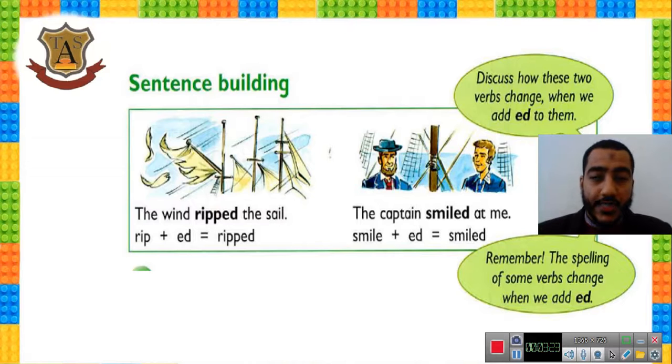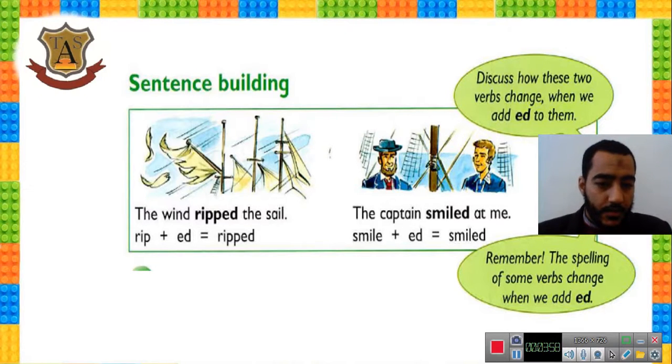When should we put ed to the verb? For example, play, played. Which tense? Past simple. Very good. When we want to change a verb to the past simple form, we simply add d or ed or ied. So in this lesson, we're going to discuss how verbs like rip and smile change when we add ed.